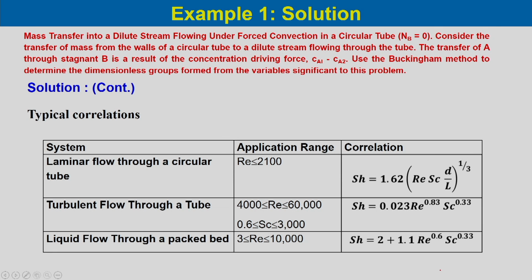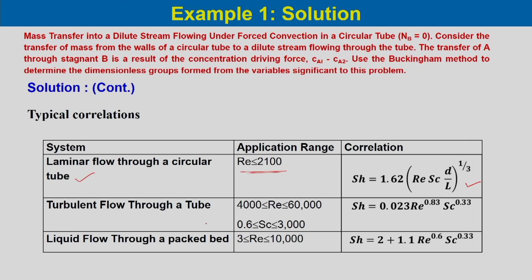So, the typical correlations, with pi 1 being the Sherwood number as we have derived earlier, and typical values for different systems are tabulated here. For example, if we consider laminar flow through a circular tube, with Reynolds number less than or equal to 2100, the Sherwood number is 1.62 times (Reynolds number into Schmidt number into D by L) to the power 1/3.